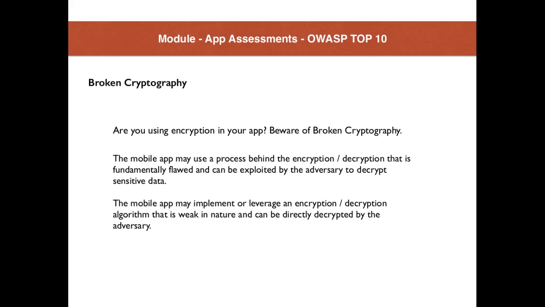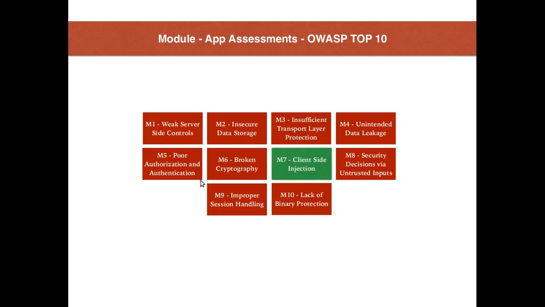The first one is if your application is using a process behind the encryption or decryption that is fundamentally flawed. In this case, no matter how strong your algorithm may be, you are vulnerable as you are not using the algorithm properly. So an attacker can easily exploit it and decrypt the sensitive data. And the second one is using a weak algorithm which is known to be vulnerable. In both cases, your application is vulnerable to broken cryptography attacks. Let's see some more details about these two categories.